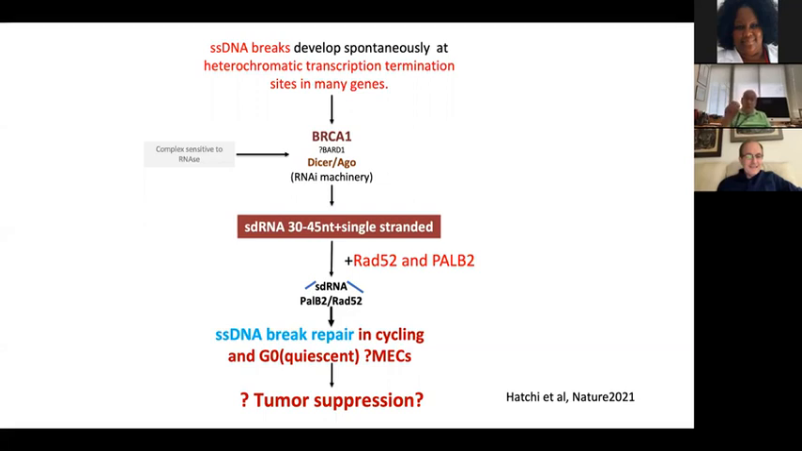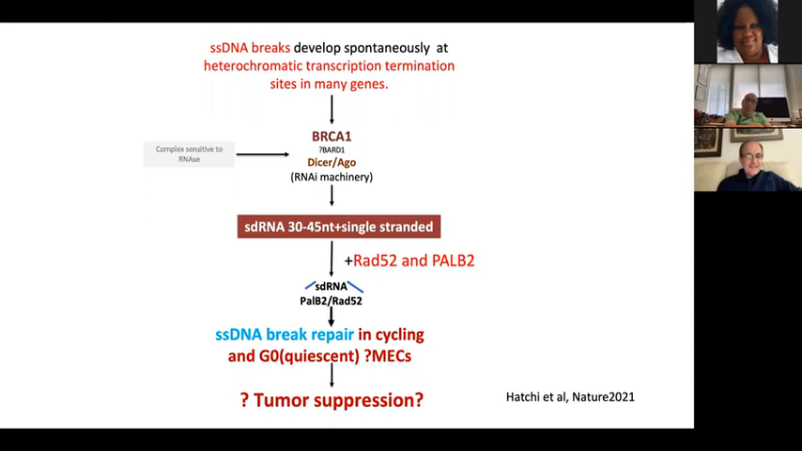And this machine, driven originally by BRCA1, now containing the RNA, which holds this amazing sdRNA PALB2 RAD52 complex together, promotes, if not engages in and directs, single-stranded break repair at the two pause sites, in cycling, and even in G0 quiescent mammary epithelial cells.